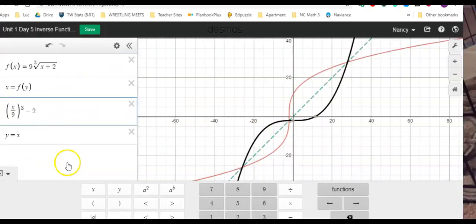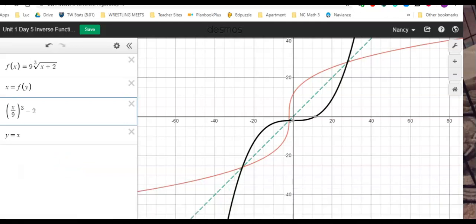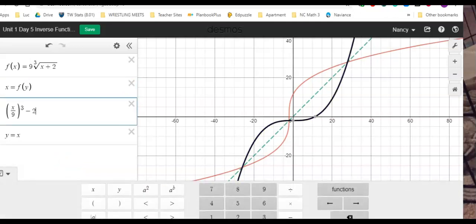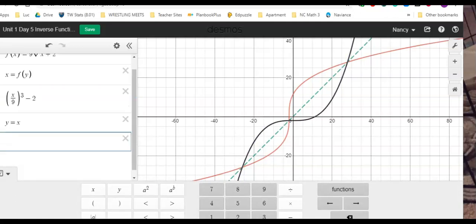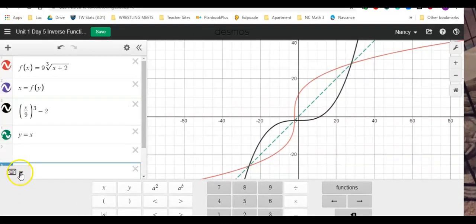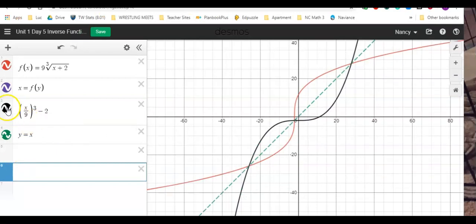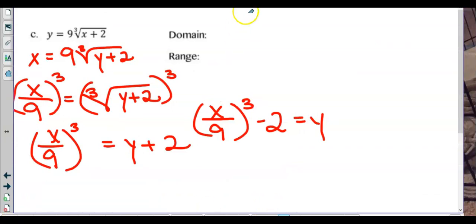So I typed in the original function on Desmos and made the inverse visible, and then I typed in the new one. Let me see. I'm trying to move this over so I can see these colors. Okay, there they are. So the black and the purple are the same function, so that's correct. The domain and range on both of these is all real numbers.